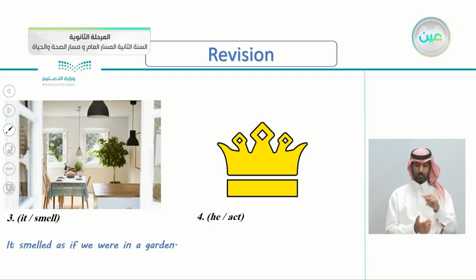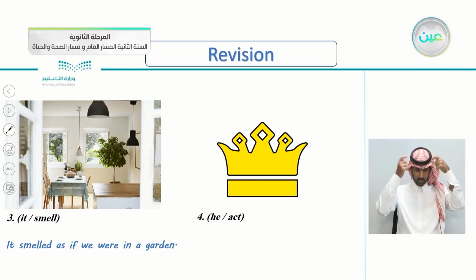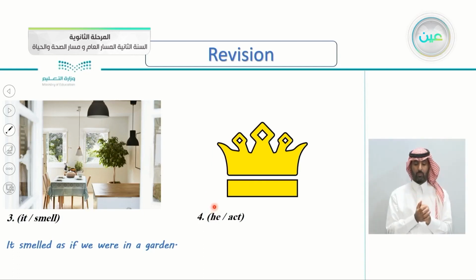So it smelled as if we were in a garden because of all the plants and the trees here outside. It smelled as if we were in a garden. Number 4, this is a picture of a crown, of course. And who wears crowns? Yes, kings.